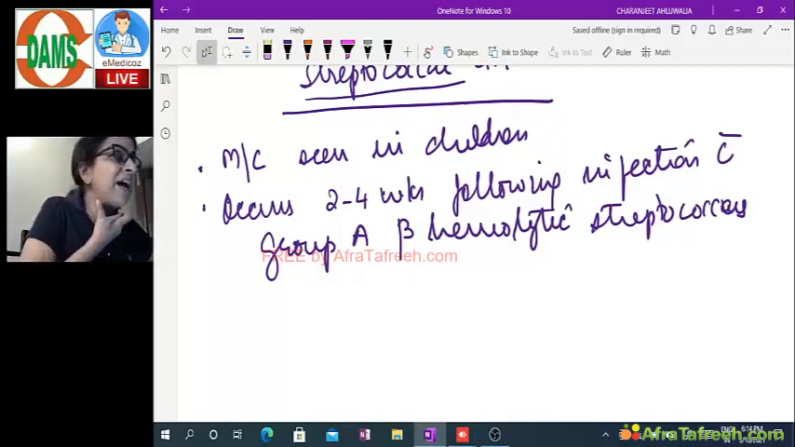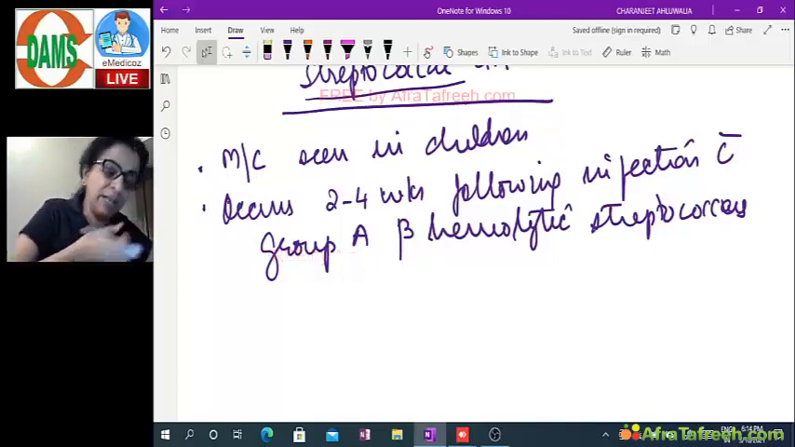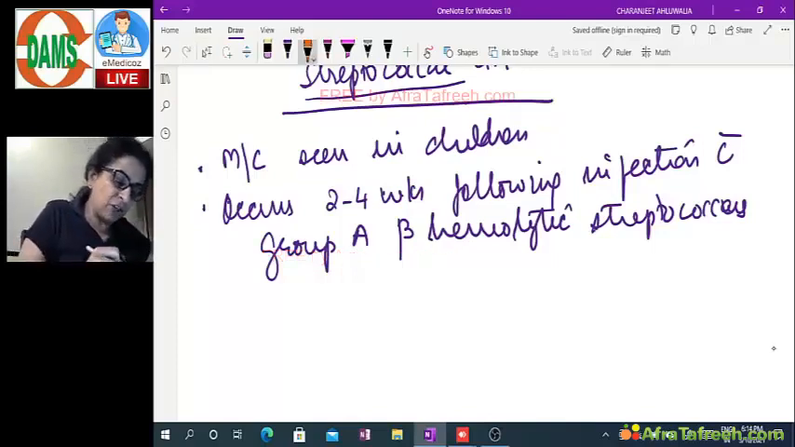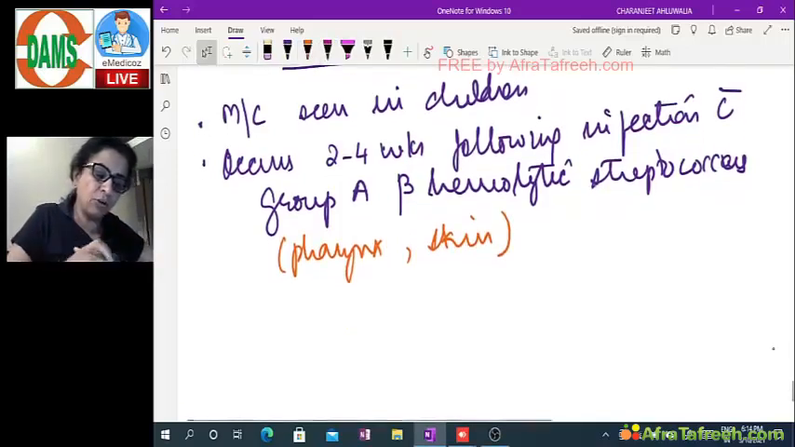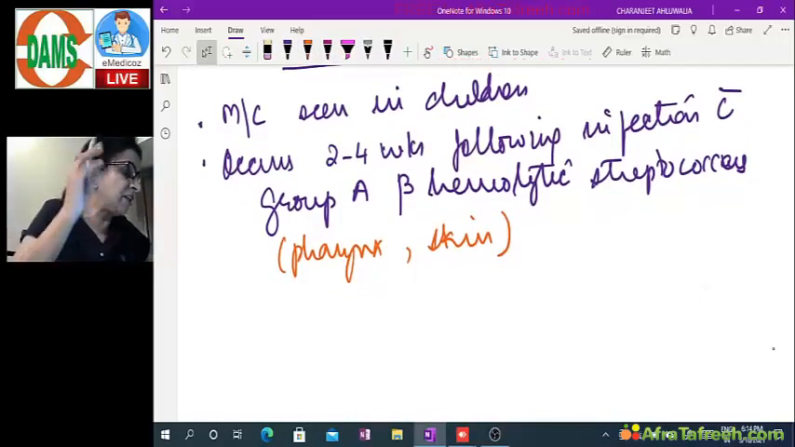So here they will have sore throat. It follows the group A beta hemolytic streptococcal infection of the pharynx. Pharynx means sore throat, or skin. It follows a group A beta hemolytic streptococcal pharyngeal or skin infection.